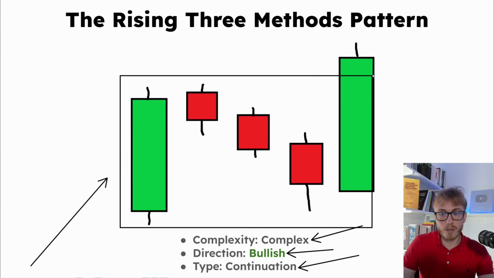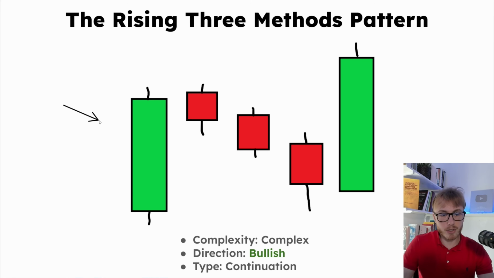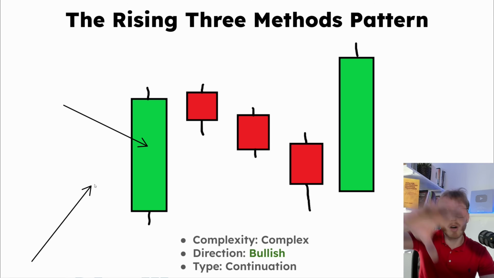Then all of these candles together are the actual pattern, and the goal of this pattern is to continue the trend towards the upside. The first candle of the rising 3 methods is a strong bullish candle, and this pattern indicates that the bulls are still in control of the uptrend.